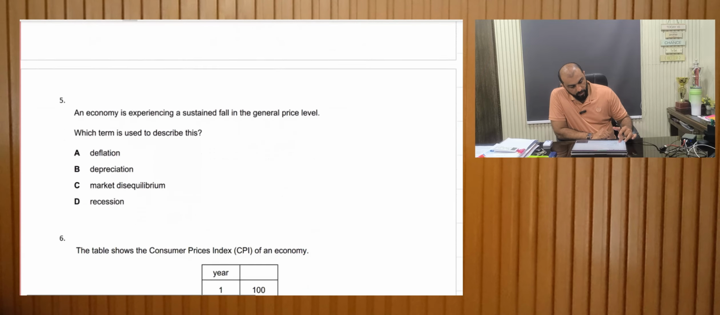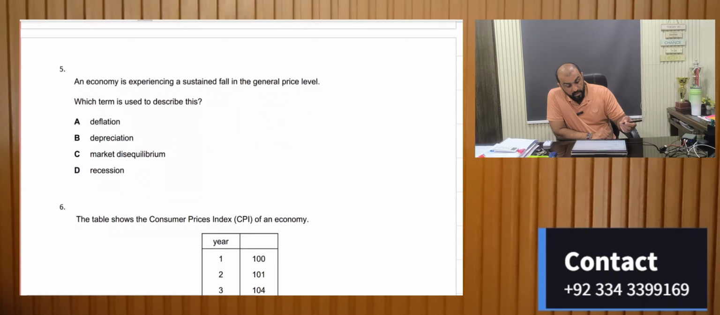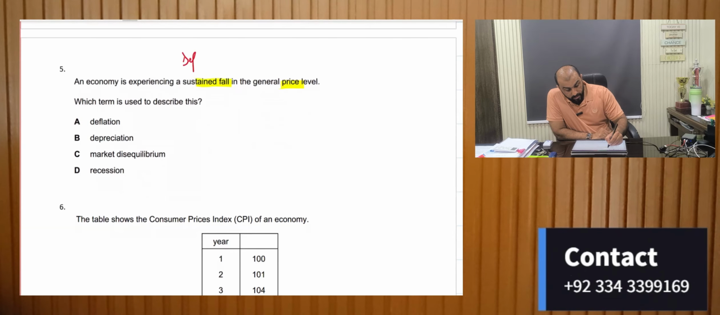Okay, question 5. An economy is experiencing a sustained fall in the general price level, which means that the economy has deflation.